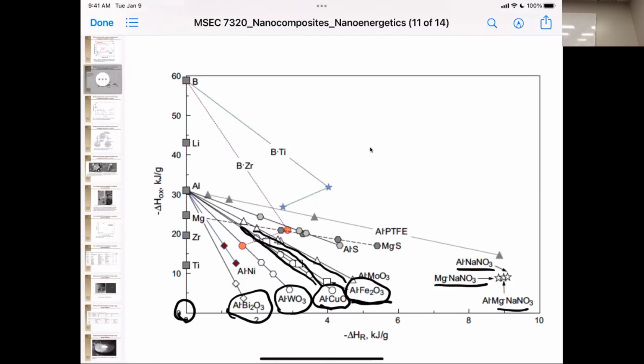And again, these slope downward because you have a fuel-rich mixture, and then you have an oxygen-rich mixture at some point. So there's some balance in between there where you get perfect exchange.